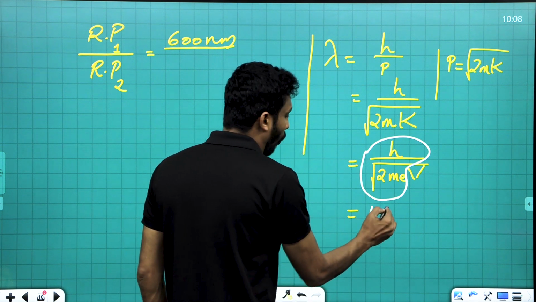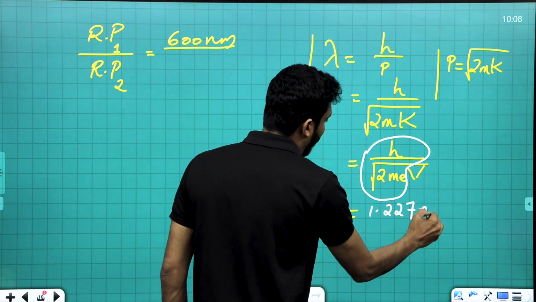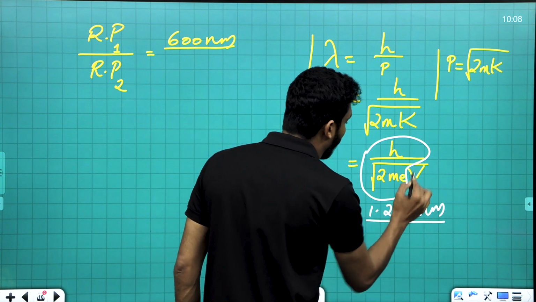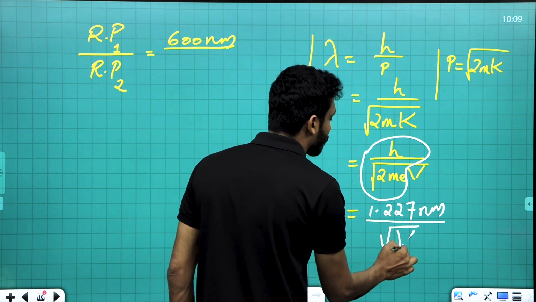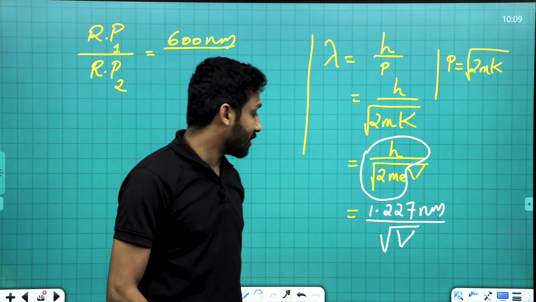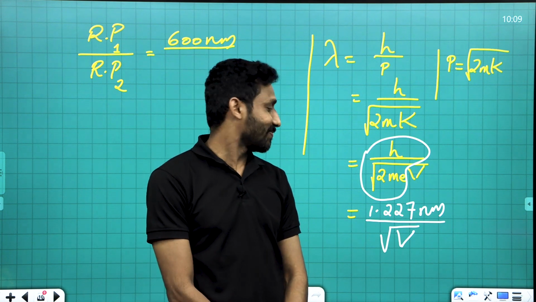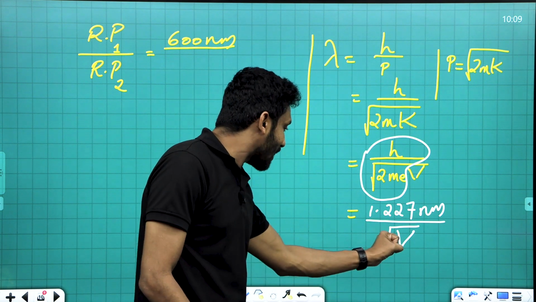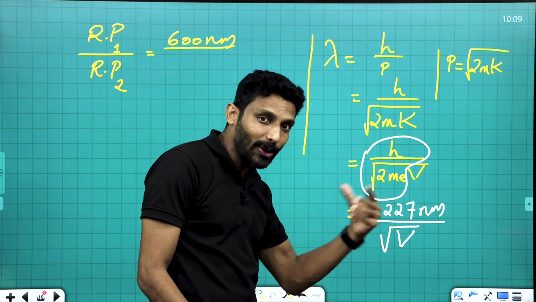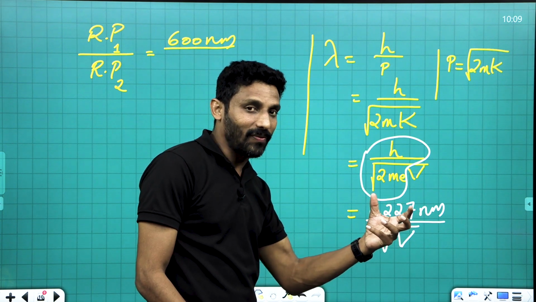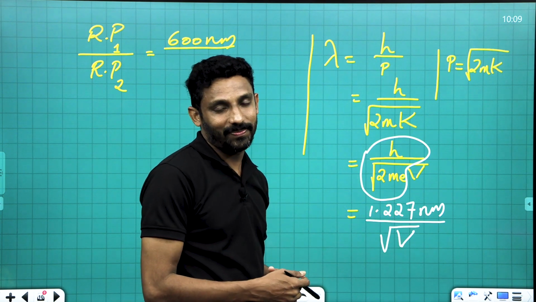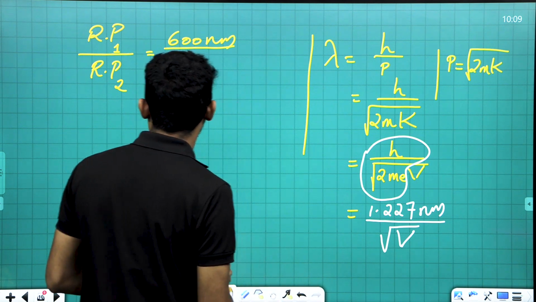That will be 1.227 nanometer divided by root V. Better we memorize it: 1.227 nanometer divided by root V. Then here we just apply the voltage value, 50 kilo. 50 kilo here we apply. Okay. That's the easiest way.